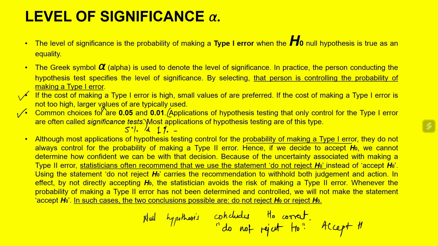Instead of "accept H naught." Using the statement "do not reject H naught" carries the recommendation to withhold both judgment and action. In effect, by not directly accepting H naught, the statistician avoids the risk of making a type 2 error. Whenever the probability of making a type 2 error has not been determined and controlled, we will not make the statement "accept H naught." In such cases, the two possible conclusions are do not reject H naught or reject H naught. We cannot directly say accept HA.